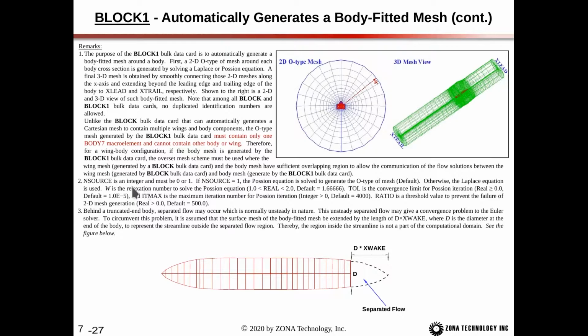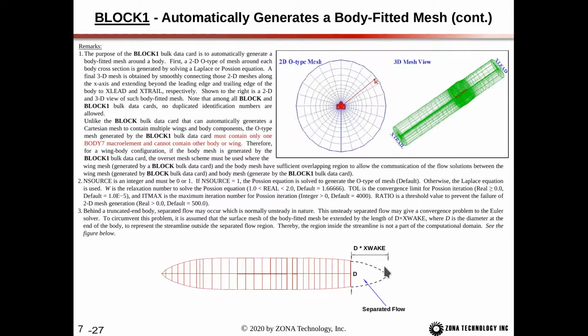For the 2D O-type mesh parameter generation here, for this remark, we have n source must be an integer 0 or 1. For n source equals 1, the Poisson equation is solved to generate the O-type mesh. For n source equals 0, the Laplace equation is used. And W is a relaxation number to solve the Poisson equation, which must be between 1 and 2. The tolerance is a convergence limit for the Poisson iteration. And IT max is the number of iterations for the Poisson iteration. And then finally, ratio is a threshold value to prevent the failure of the 2D mesh generation.